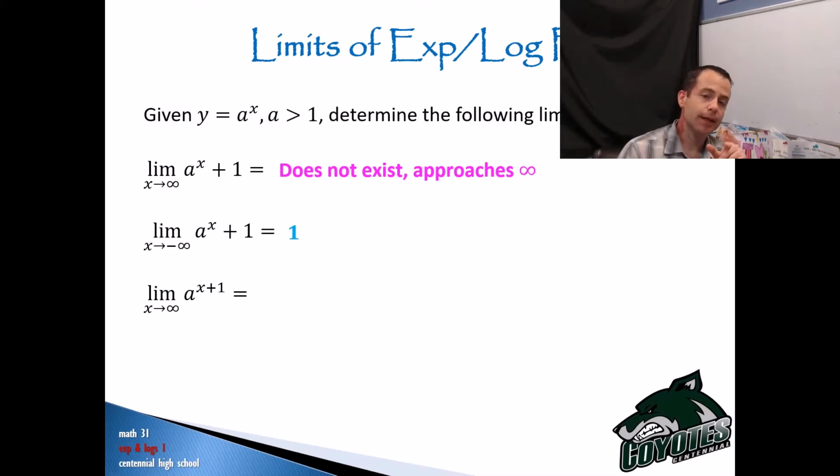And then I'm looking at a to the x plus 1, all as the exponent. Well, if I stick infinity in for x, it doesn't really matter that I'm adding 1. If it was just going to get bigger and bigger and bigger anyway, it's just infinity plus 1 now. It's just going to get bigger and bigger and bigger. So that one also does not exist and approaches infinity.